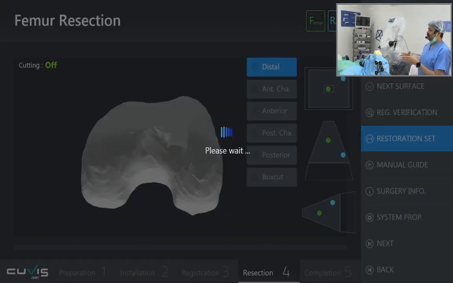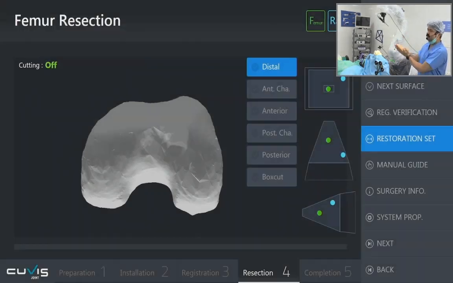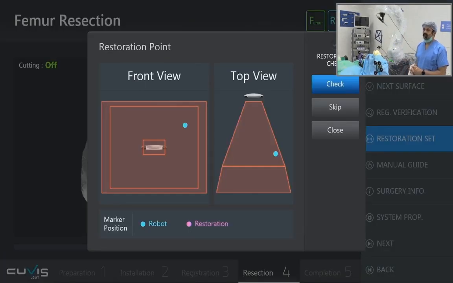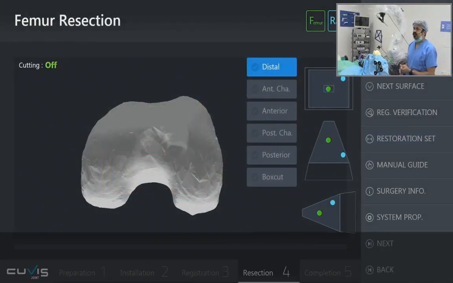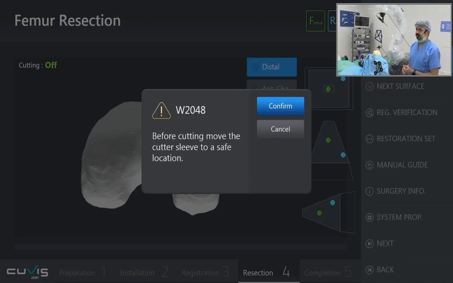I was trying to tell you, if there is some relative movement between the knee and the robot, all you need to do is the restoration, because then the positioning and the relationship between each other is very, very clear once and for all. So here we go with the cutting sequence, and we do the distal femur first.